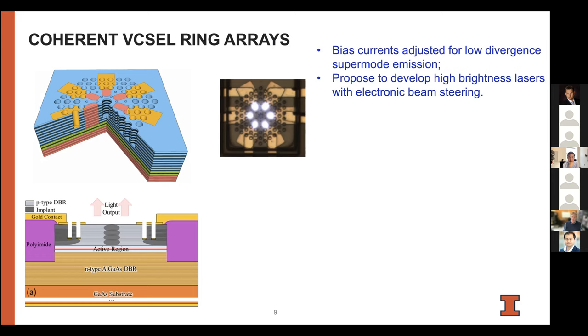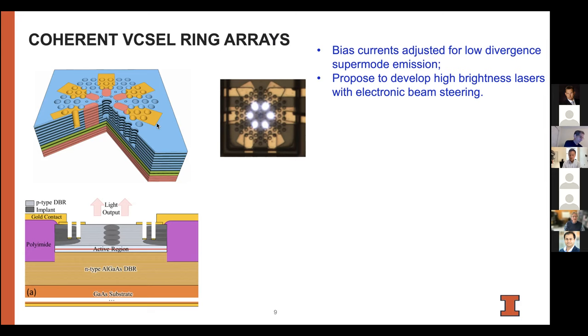And so today, the number of VCSELs has just skyrocketed because we are essentially making as many arrays as we were making single elements in the past. So we've been looking at coherent arrays where the lasers all couple together. This is an example of a 6-element ring array that we made.